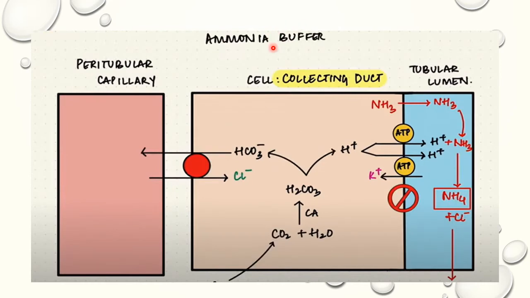Ammonia also acts as a buffer in our body. As we learned earlier, the hydrogen ion is pumped into the tubular lumen by the hydrogen ATPase pump and the hydrogen potassium pump. This hydrogen ion combines with ammonia to form ammonium, which cannot be reabsorbed into the PCT, and hence it combines with chloride to form ammonium chloride and is excreted out in the urine.